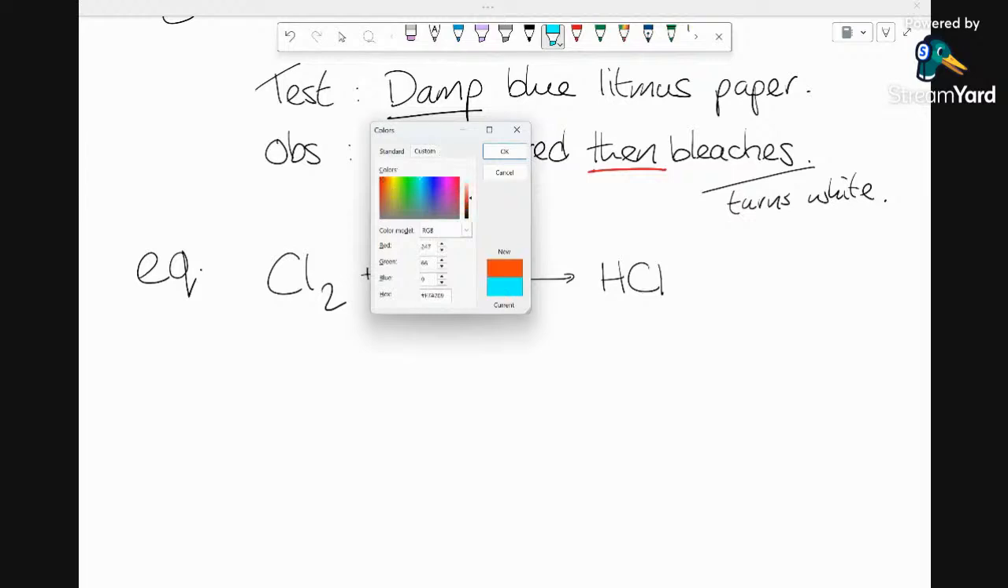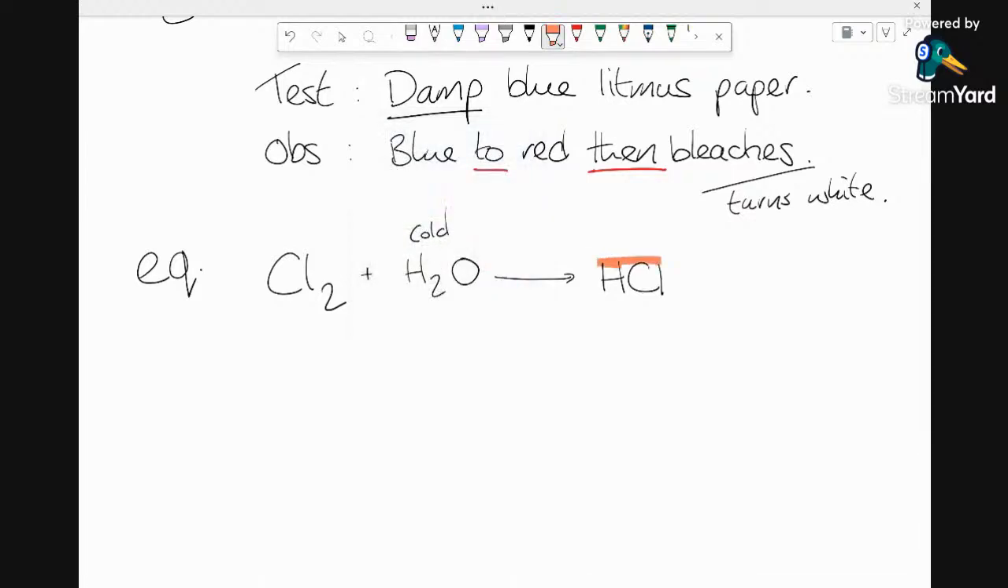I want to pick a nice pale red here. I like a pale one because I can highlight it in pale red. This is what causes it to be red, because it's acid, right? And it's going to be aqueous. Water is going to be liquid and chlorine is going to be a gas. State symbols appearing. It's nice to see all of our state symbols.